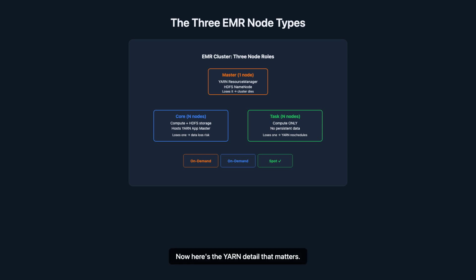Now here's the Yarn detail that matters. When you submit a Spark job in cluster mode, the Yarn application master, which hosts the Spark driver, runs in a container pinned to a core node by default. Exactly so spot reclamation on task nodes can't kill your driver. That's why the purchasing strategy is master and core on demand, and task on spot.